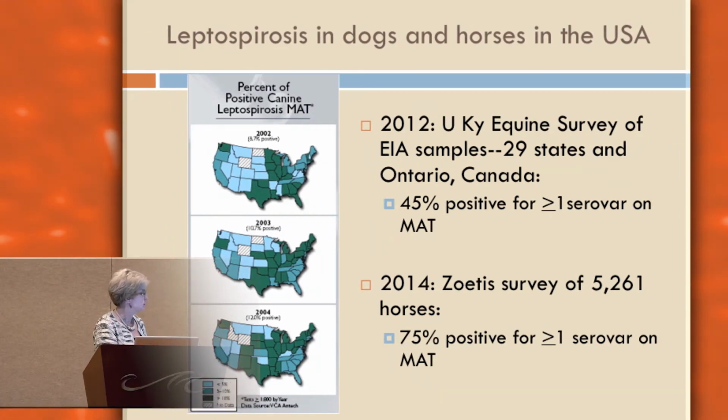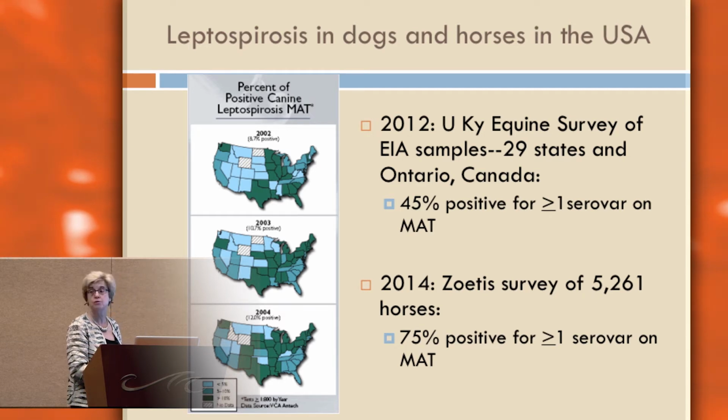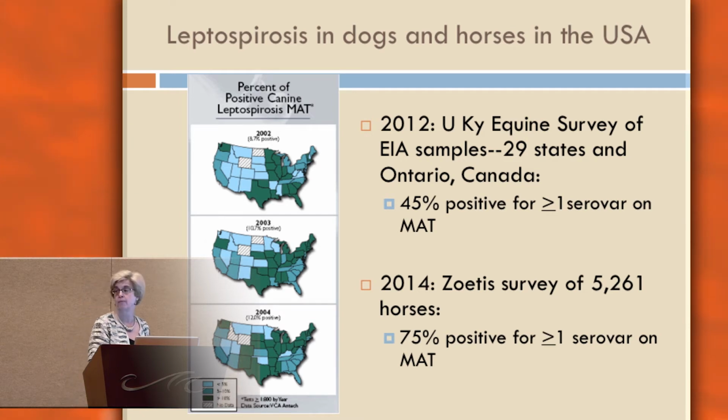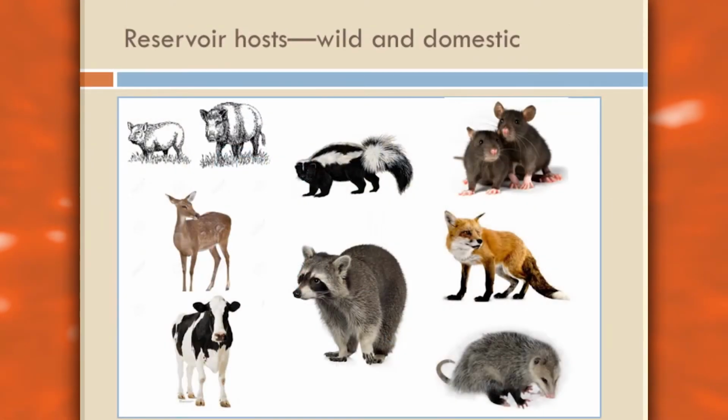And this is some data from University of Kentucky. They just took Coggins samples, a lot of them, from 29 states and from Ontario, Canada. And they found that 45% of them were positive for one or more of those cousins. Maybe not the bad boys, but the cousins. And Zoetis did a survey in 2014 of over 5,000 blood samples, and they found that 75% of them were positive on the seroreactivity for one of the cousins.